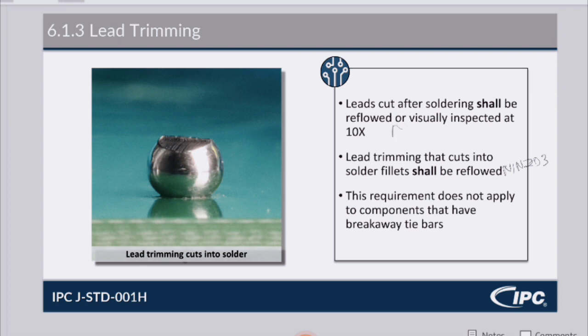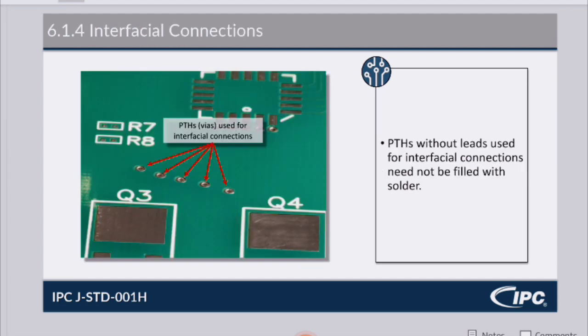This one is N1, D2, D3. This requirement does not apply to components that have breakaway tie bars. That is a portion of the lead that is intended to be removed after soldering. So that doesn't apply here. 6.1.4 interfacial connections. Plated through holes without leads used for interfacial connections need not be filled with solder. These little vias right here, you can leave those alone. If they're not required for connection, you don't need to worry about them.